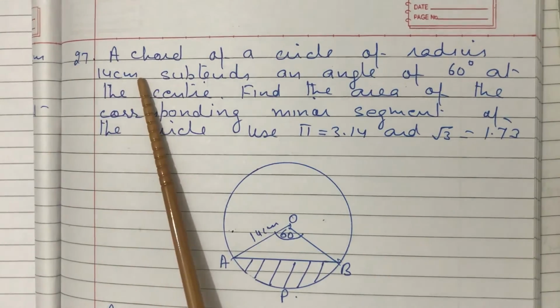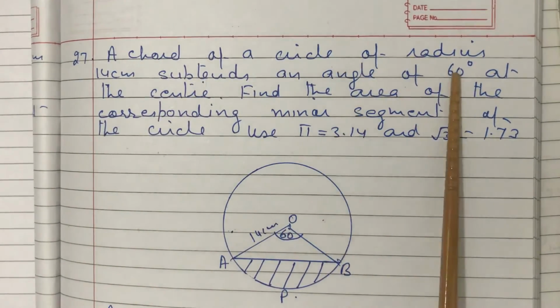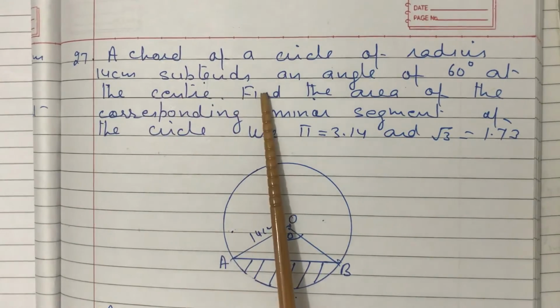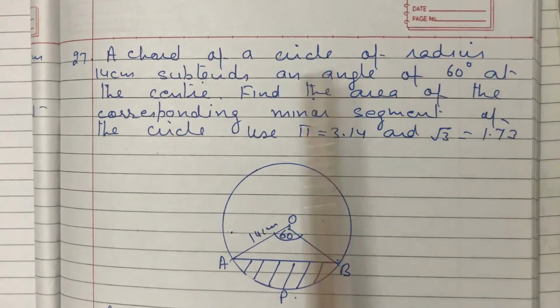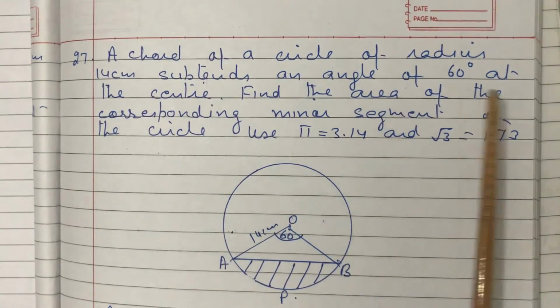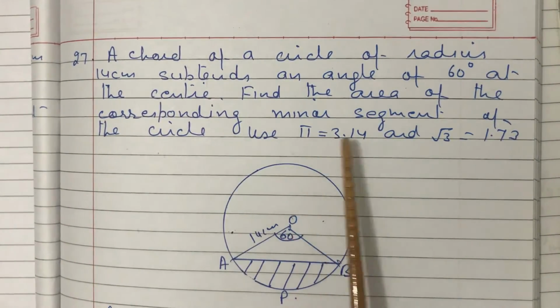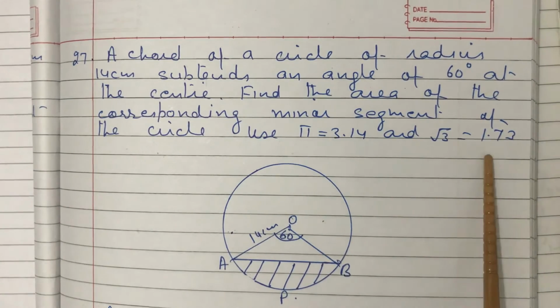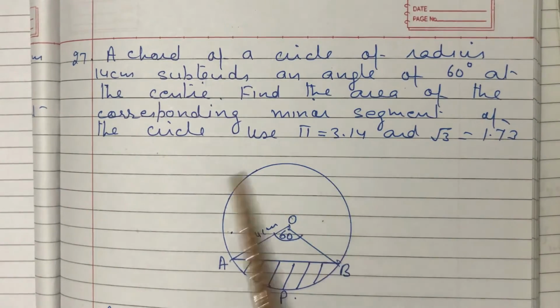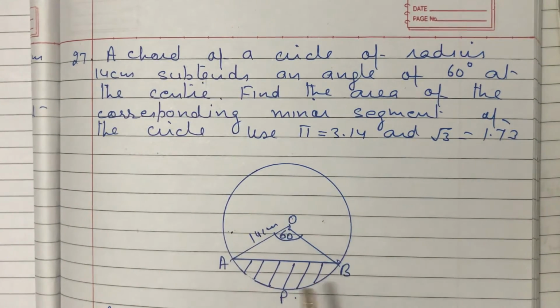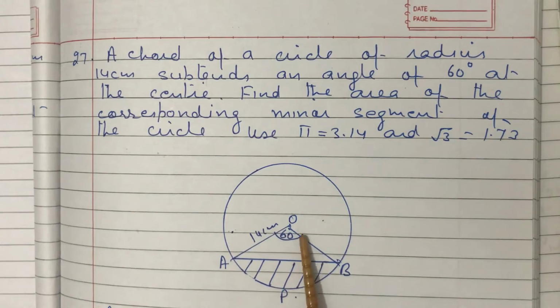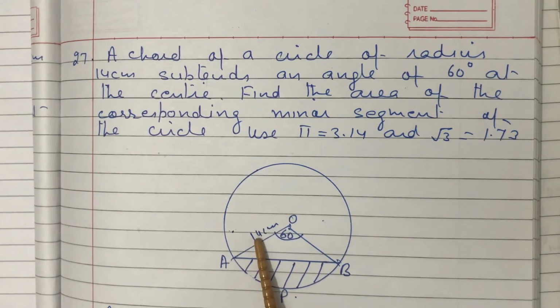Now 27th question. A chord of a circle of radius 14 cm subtends an angle of 60 degree at the center. Find the area of the corresponding minor segment of the circle. Use pi is equal to 3.14 and root 3 is equal to 1.73. Now this is the figure. Now you have to find the area of this minor segment. Now this angle is given 60 degree and this radius is given 14 centimeter.